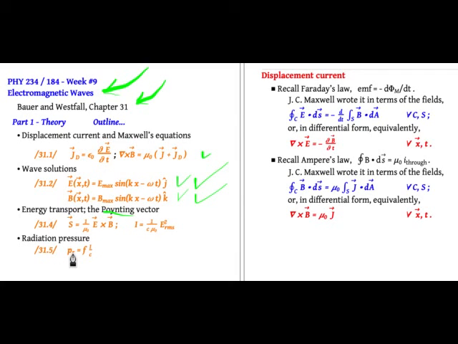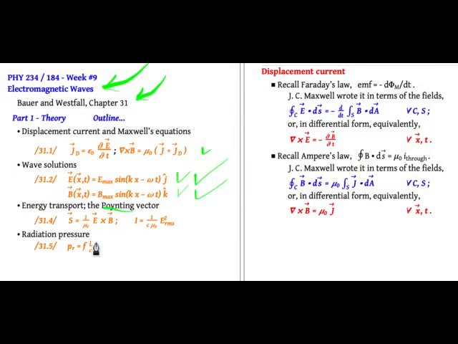And that radiation pressure is related to the intensity. It's the intensity over the speed of light times a factor which depends on how the light interacts with the surface. So for example, the factor is equal to 1 if the surface absorbs light, but it's equal to 2 if the surface reflects light. So these are all found in chapter 31. They're in sections 1, 2, 4, 5.